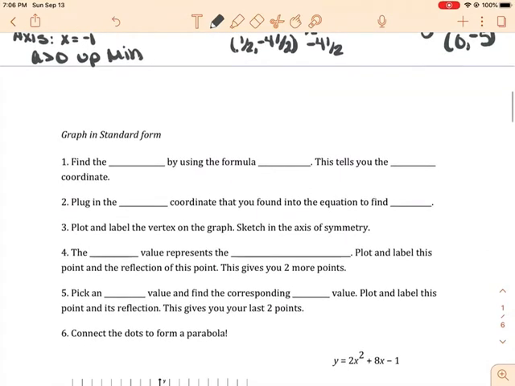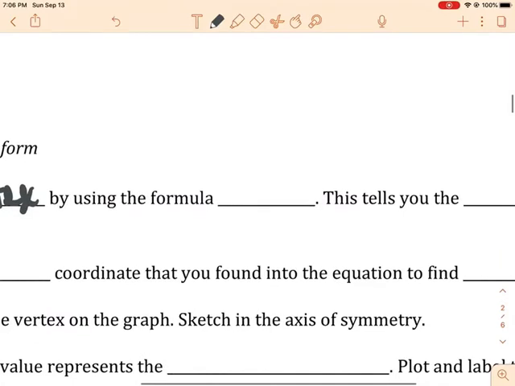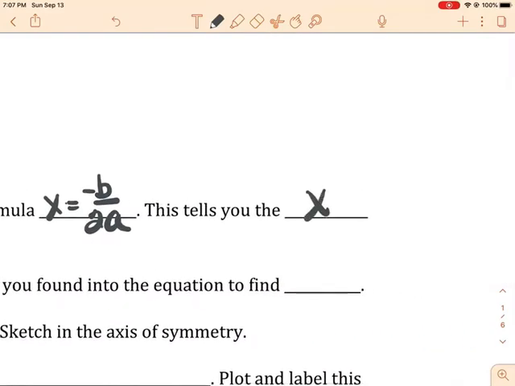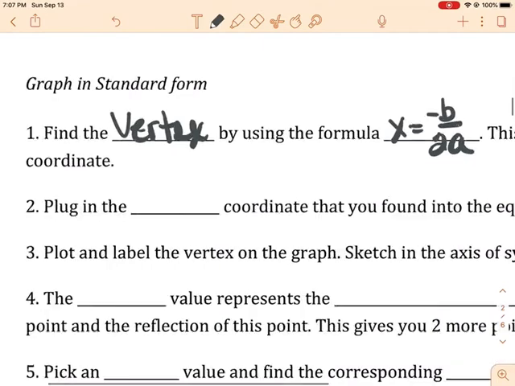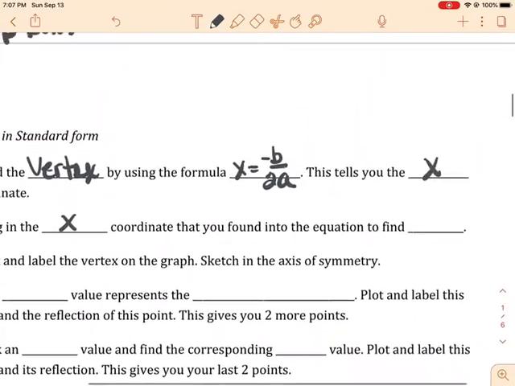All right, so we want to be able to graph from standard form. And again, we have that concept of being able to pick that stuff out from vertex form. Again, we're going to have to do a little work. So we're going to have to find the vertex. x equals negative b over 2a. So this tells you the x coordinate of the vertex. So we're going to plug the x coordinate back into the equation to find the y value.